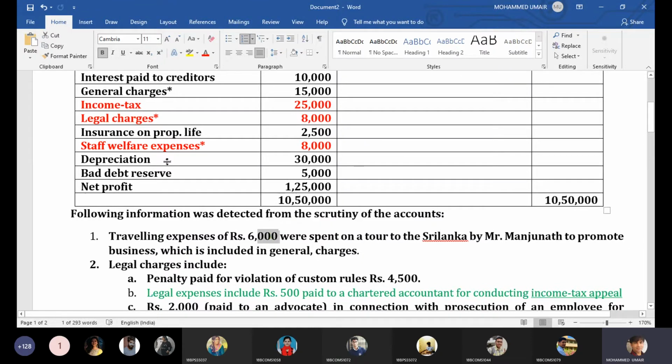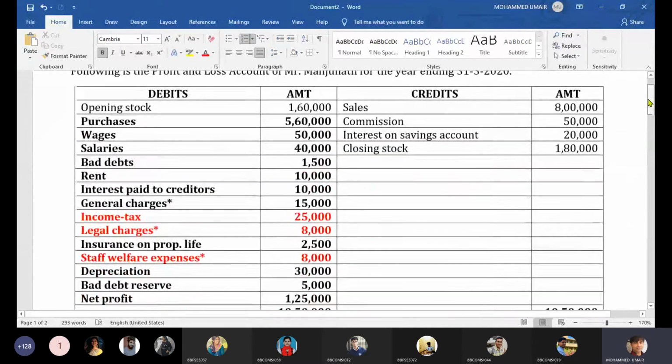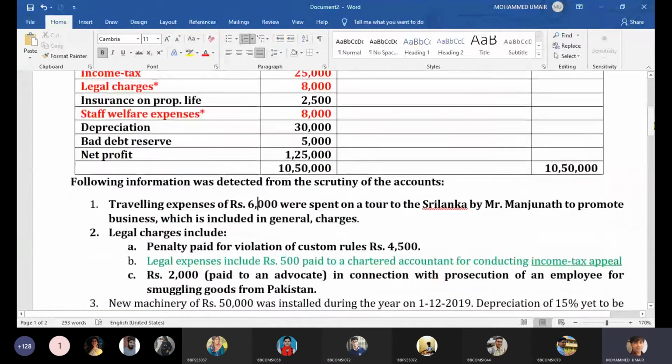This 6,000 is already included here in the 15,000 amount, and this 6,000 was also spent on business, right? To promote business, he traveled all the way to Sri Lanka. So this is also a business expense. So no need for any kind of treatment. You just leave it as it is. Okay. So we are done with all the debit items, except for stock, which we will come to a little later.